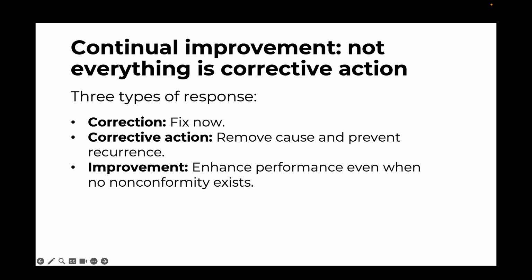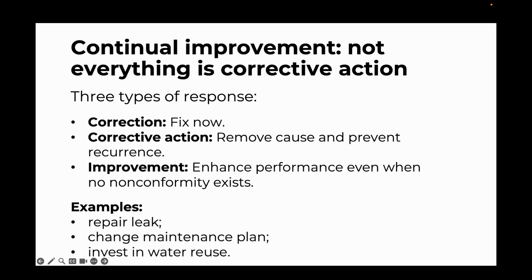For example, repairing a leak is correction. Changing the maintenance plan because leaks recur is corrective action. Investing in water reuse may be improvement. This distinction helps BlueRiver respond proportionately. It also helps avoid treating every improvement idea as a nonconformity.